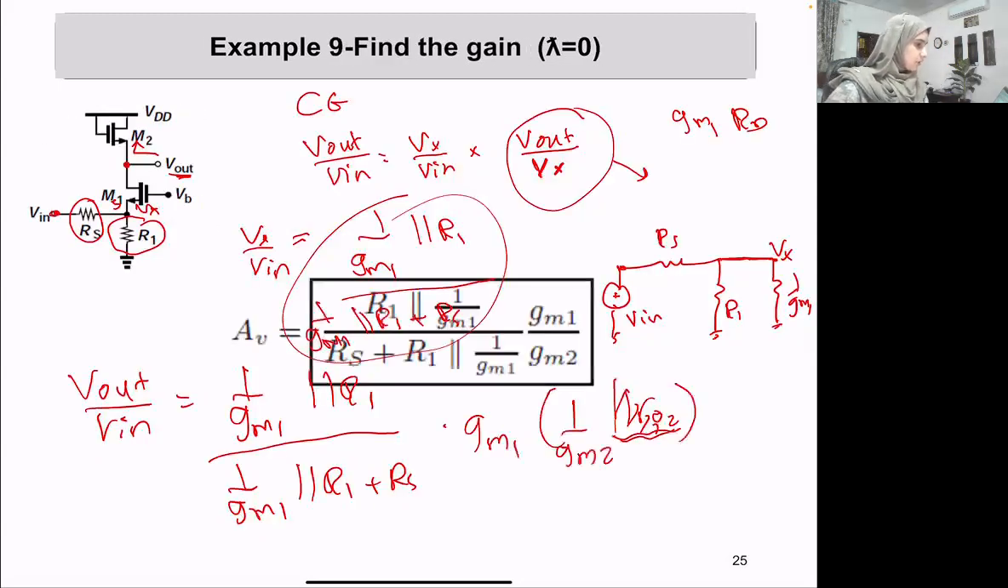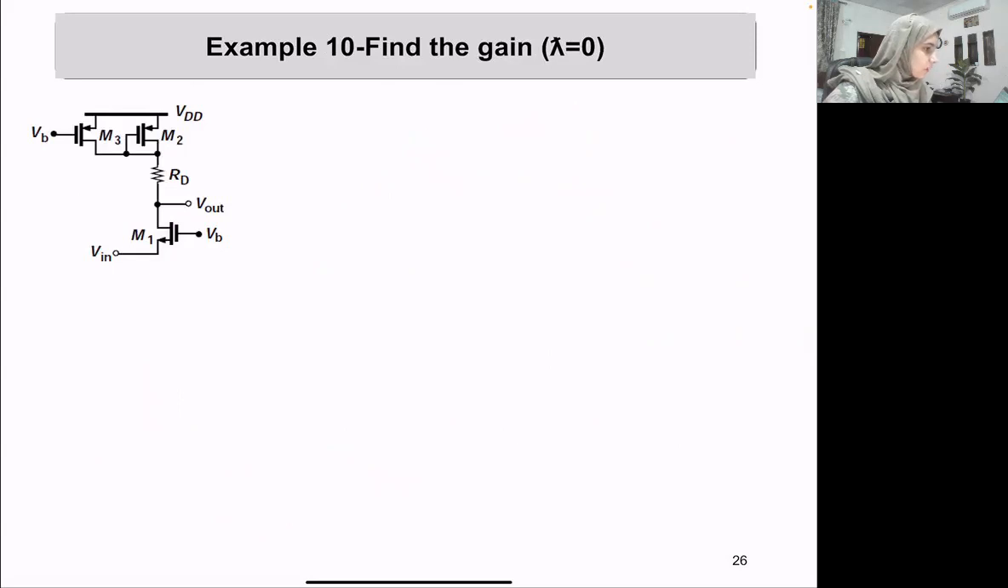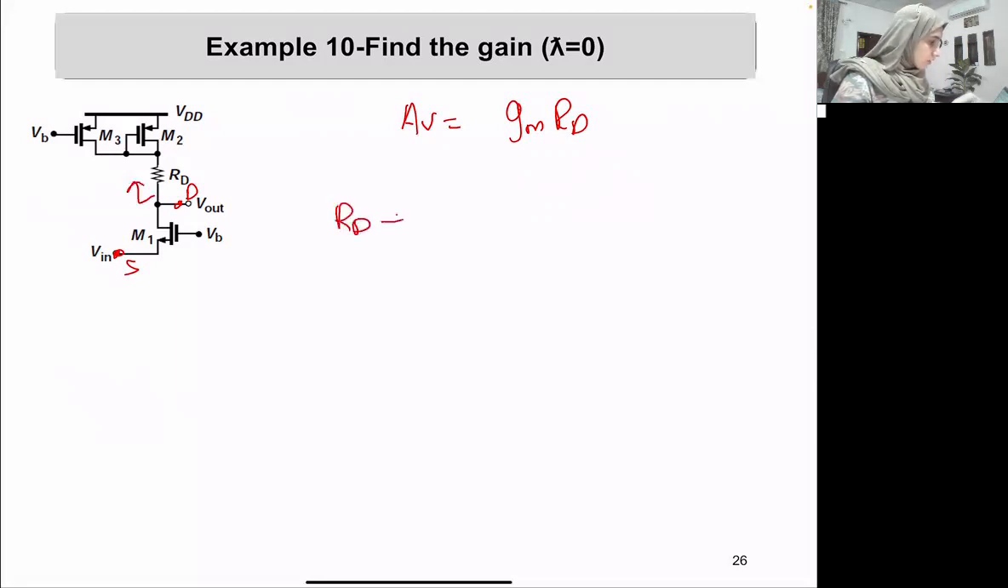Now let's do this last example. So again, input is applied at the source. Output is taken from the drain. It's a common gate. Since the input is directly applied at the source, we just have a gain of GM RD. What is our RD here? The standard RD is the impedance that we are seeing up. So it is going to be this RD plus, because they appear in series with what's happening here, we have a parallel combination of those two transistors.